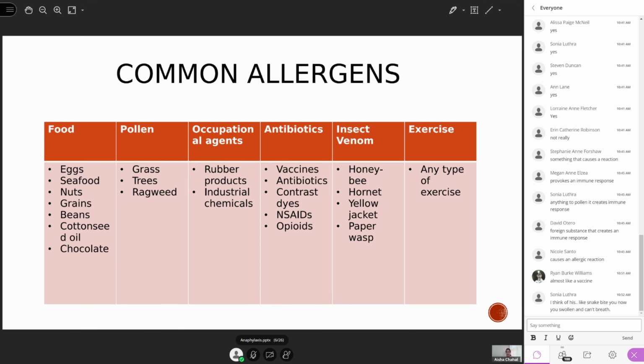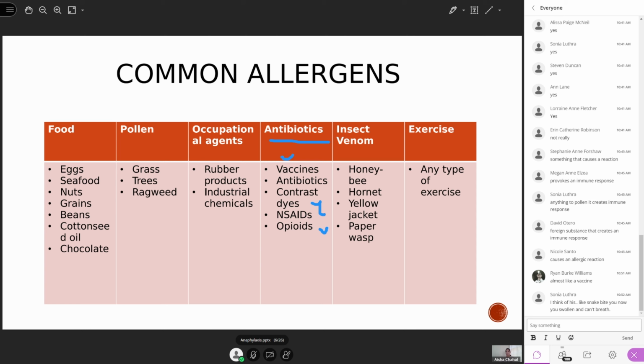Common allergens there. And so as you have mentioned before, some of the food items or the pollen, these are the common allergens. Having said that, anything out there really can cause allergies, right? Medications, I wanted to write medications here. The vaccines, antibiotics, contrast dye, NSAIDs, opioids, these can cause allergies. Having said that, 100% of the medications out there can cause allergies.